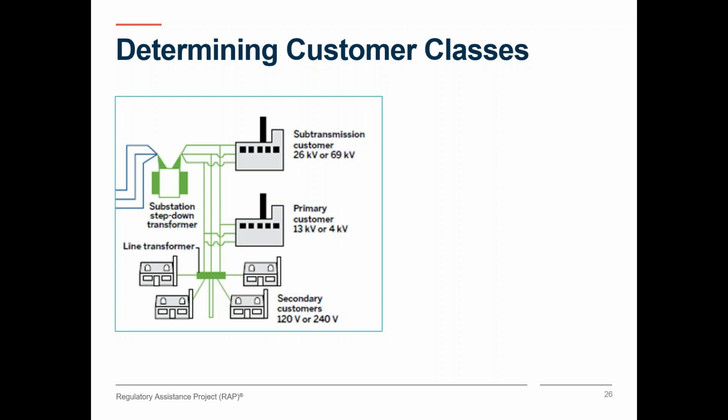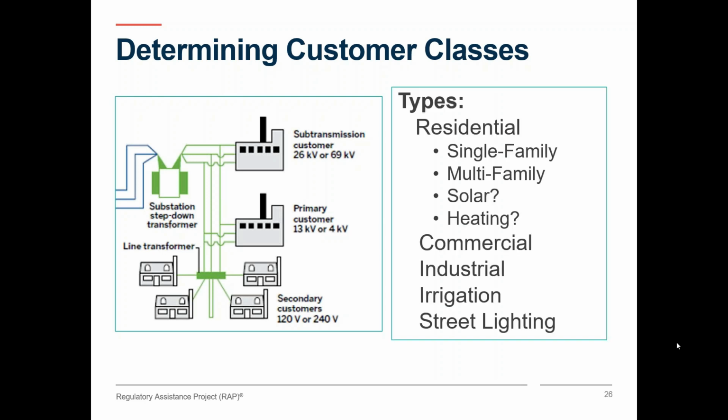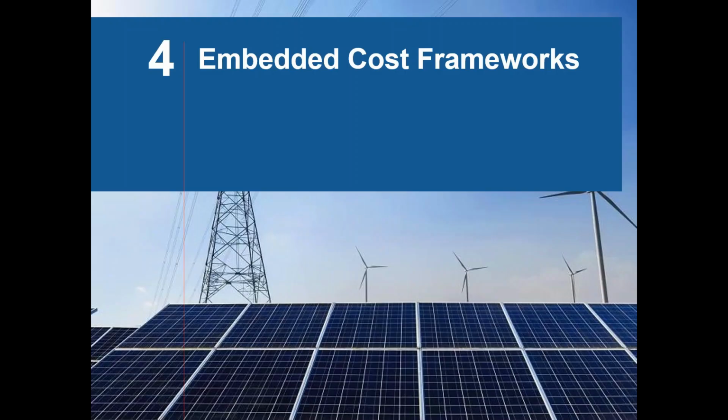The picture on the left shows a division by voltage level, treating all secondary voltage customers, both residential and commercial, the same. This is a very clear cost distinction. Secondary customers have line transformers and secondary networks that other customers don't use. Another option is to divide customers by the type of premises. If you go this route, you can consider whether there should be more than one residential class or subclass.